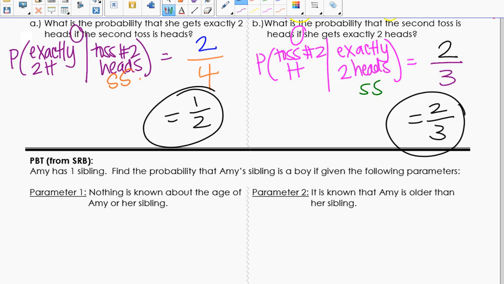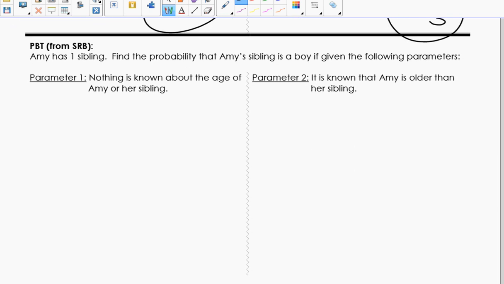Okay. All right, this last one is the PBT from your student resource book. It says, Amy has 1 sibling. Find the probability that Amy's sibling is a boy given the following parameters. So we want to see if Amy's sibling is a boy. Parameter number 1 says nothing is known about the age of Amy or her sibling.